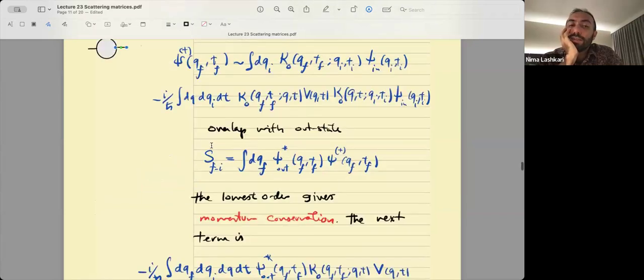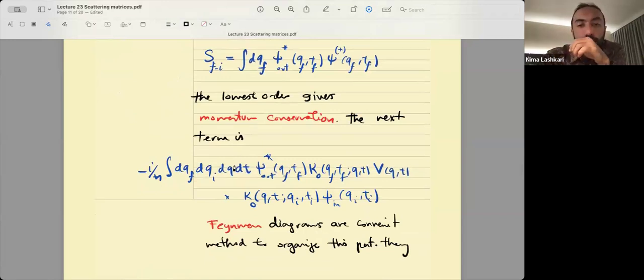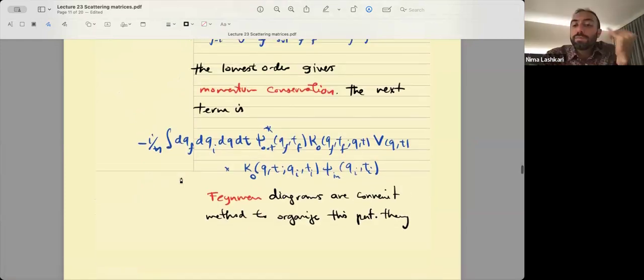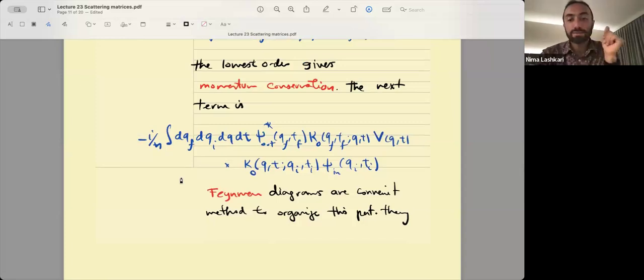The next order term that has to do with this diagram looks like minus i over h bar, the integral of these. There are two insertions of the propagator, right? There's an insertion of the interaction in the middle, and then you're integrating over the initial and the final wave packet. Feynman diagrams, as we saw, are a helpful way to organize things.